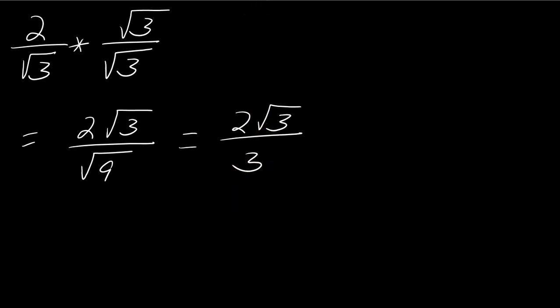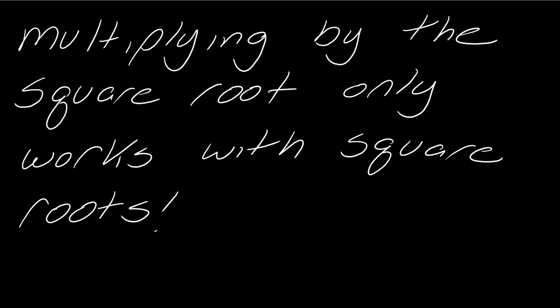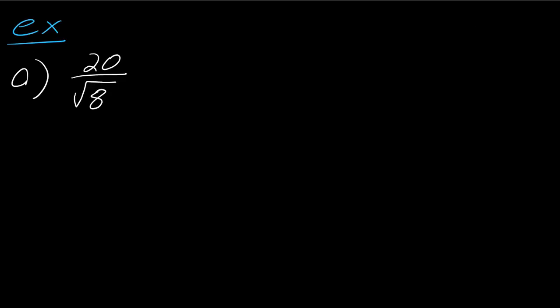So here's the thing. Not every radical can be rationalized so easily. Multiplying by this square root only works when you have one square root. If you have more than one square root, you have to use something different. This is simple because it's one singular square root. And also, just because you have a square root doesn't necessarily mean that it's going to stay a simple problem. So let's look at this one. I've got 20 over the square root of 8.